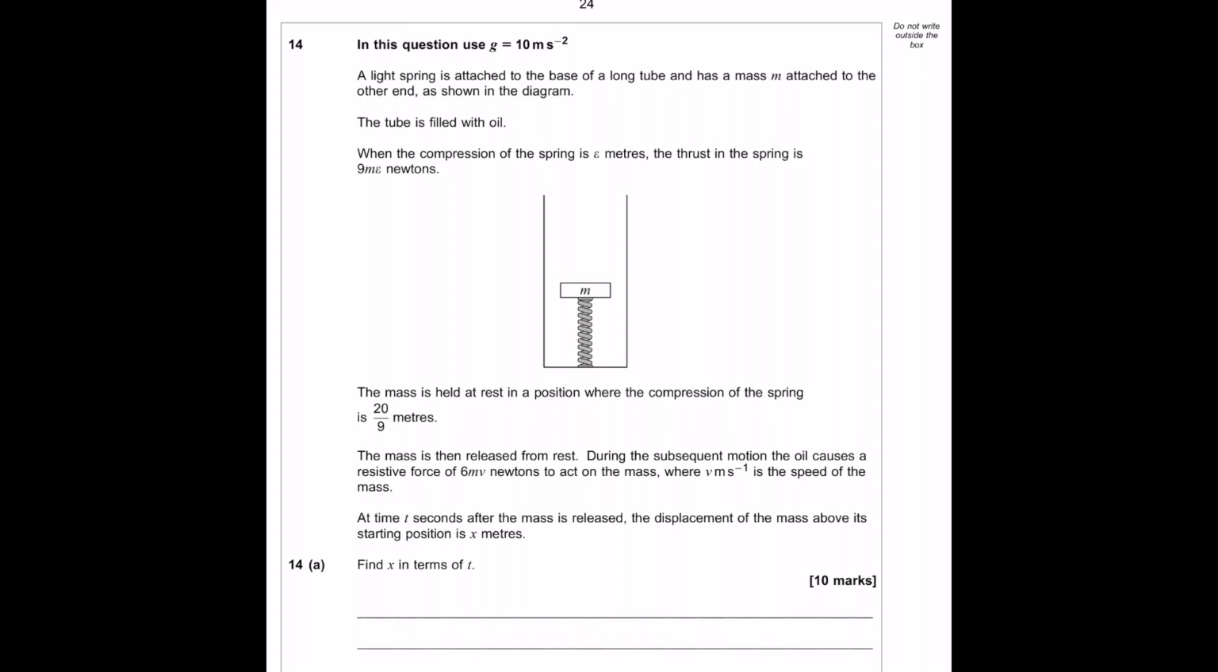Here we have a mass that's attached to the spring, and then the tube is now filled with oil. Let's think about what force would be applied to this mass and where it would move. The last sentence says it has been displaced above its starting position, so we get a hint that this mass will move upward. After time, the mass would go up like this.